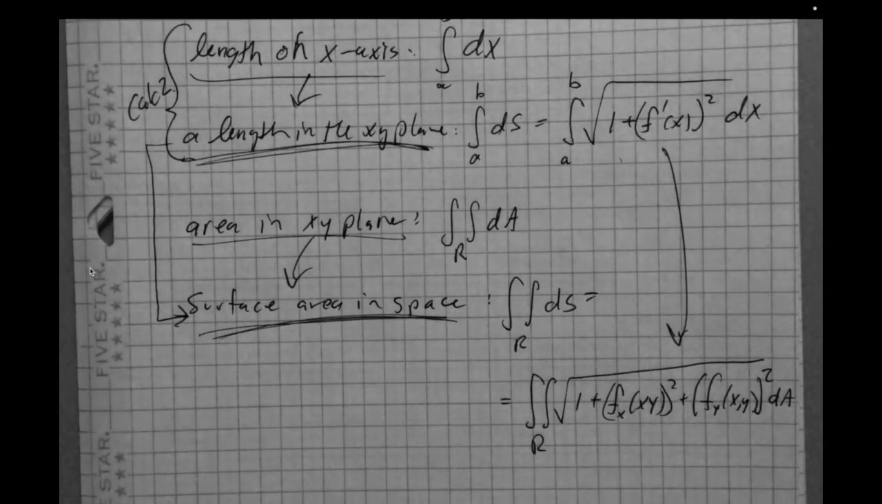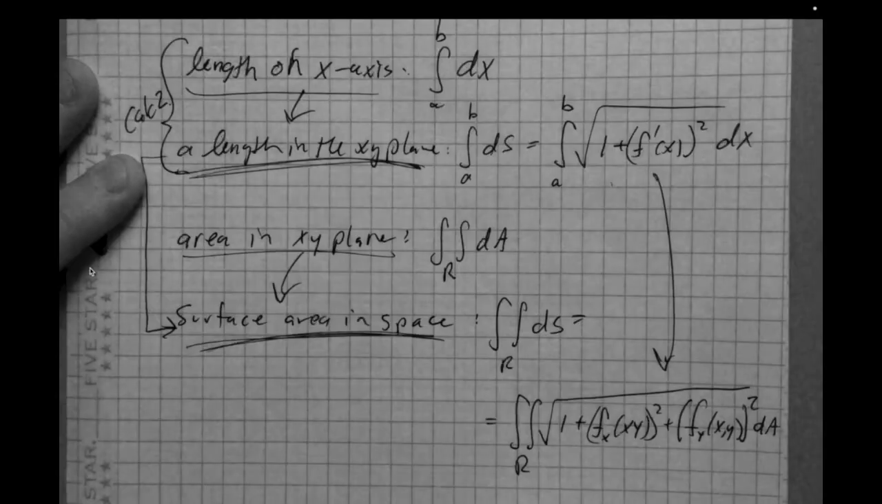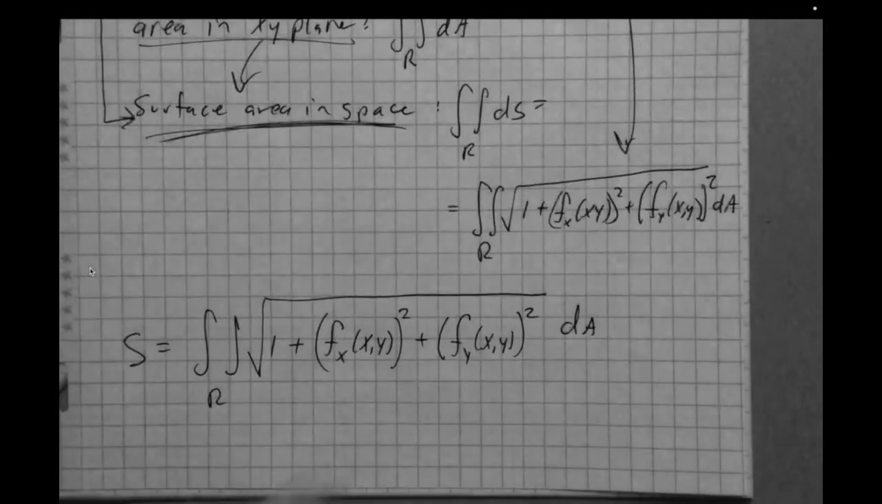So that's the idea. So this is the big formula. The surface area is equal to the integral over the region of the square root of 1 plus the partial with respect to x, you have to square it, plus the partial with respect to y, you have to square that as well. Take the square root of that whole thing and integrate with respect to A. Okay, so this is the idea.